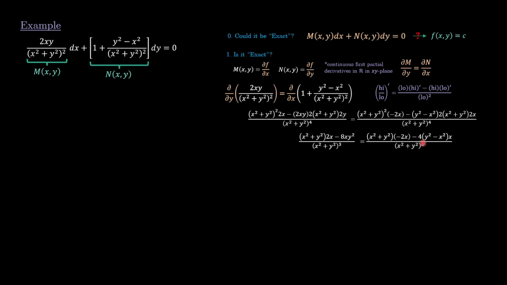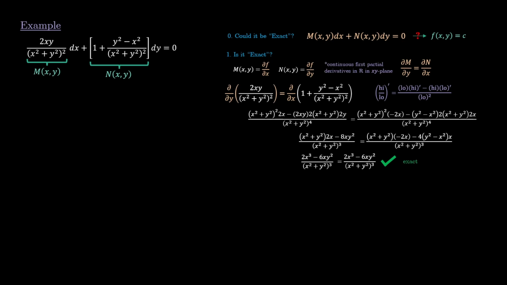Now focusing on the left, if we distribute the 2x and we simplify, we get the following. And on the right, if we distribute the negative 2x, clean this up, and then simplify, we get the following. And both of these expressions are equal to each other, so our condition is met, and this is indeed exact.